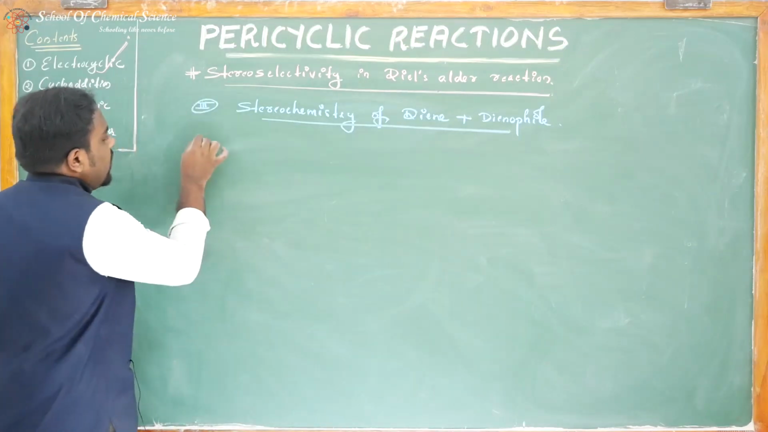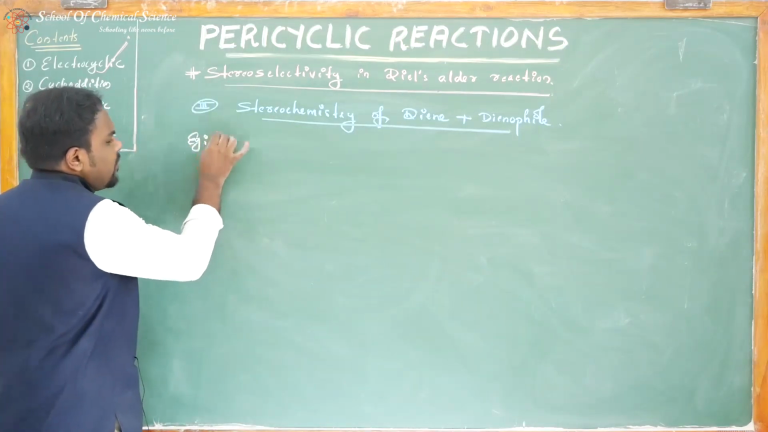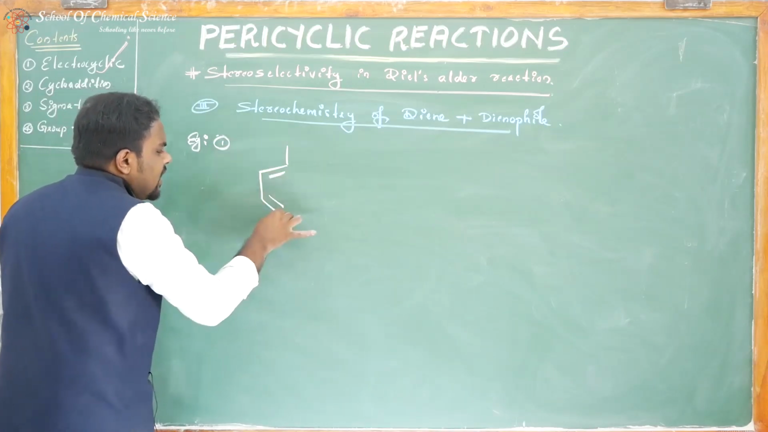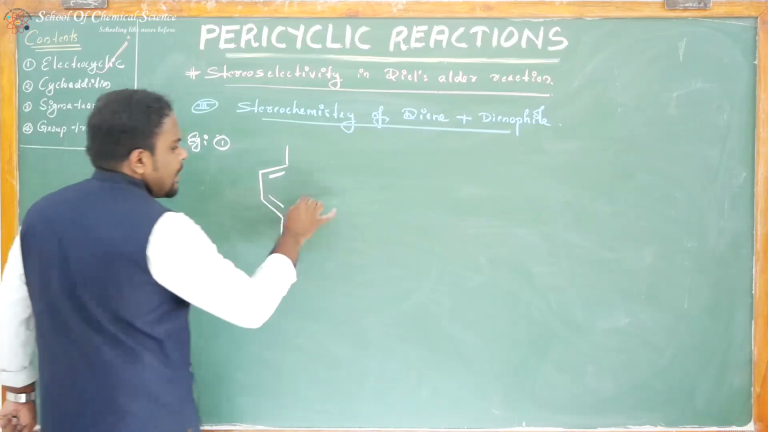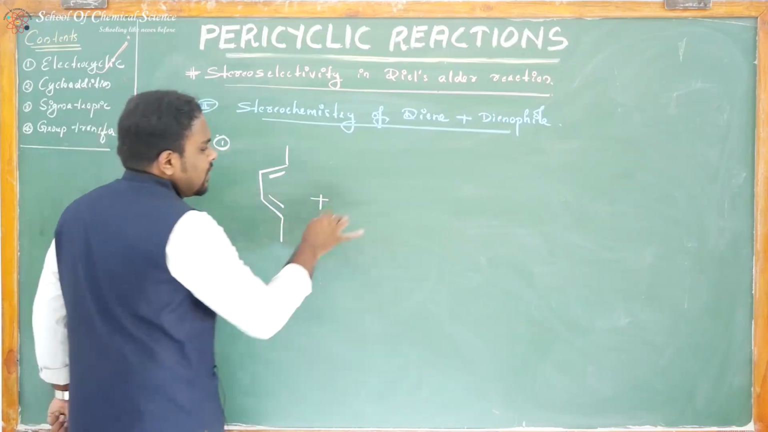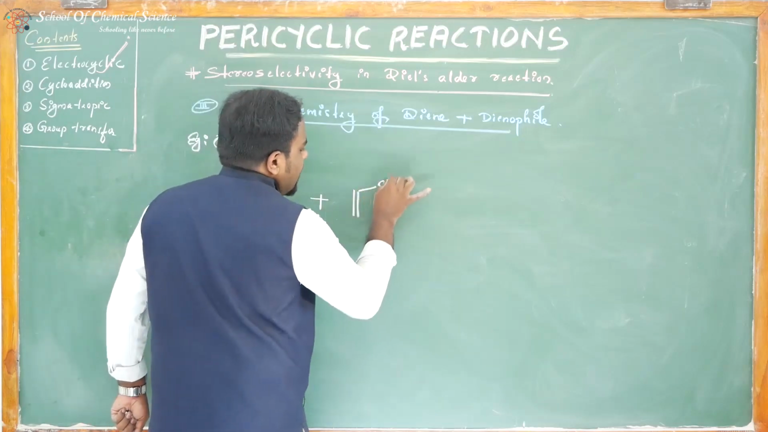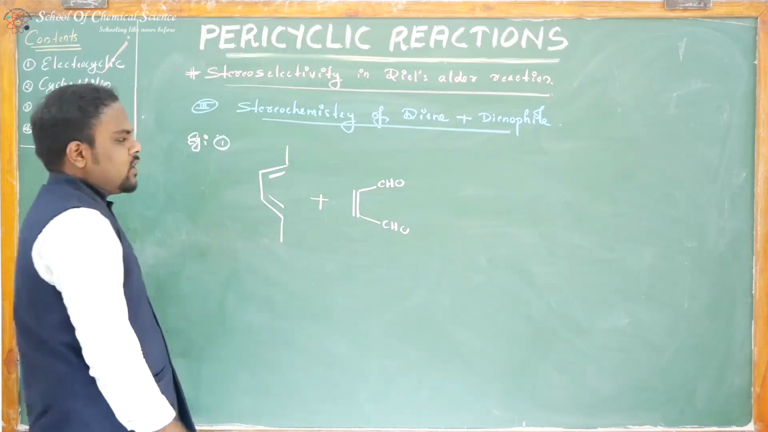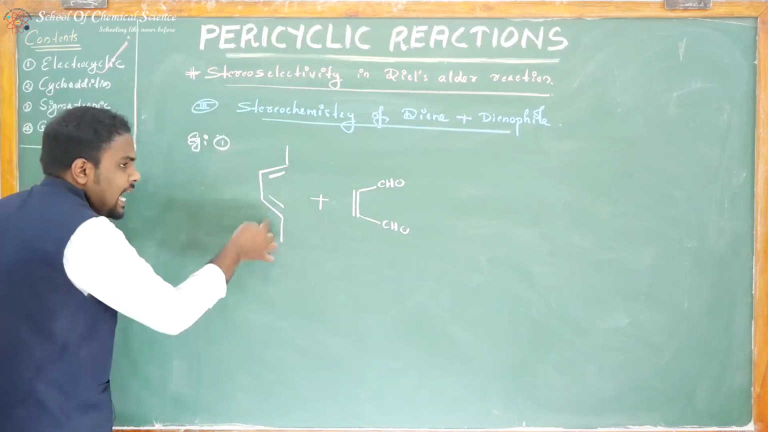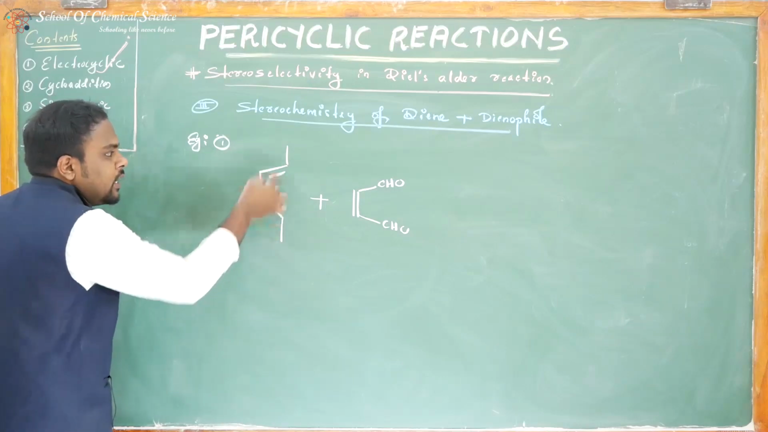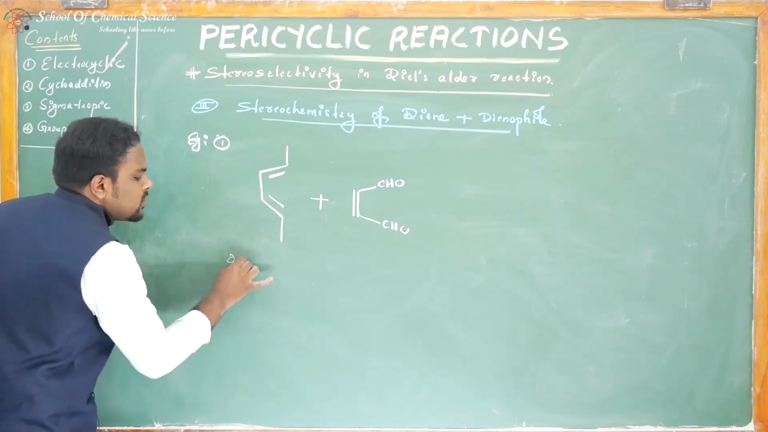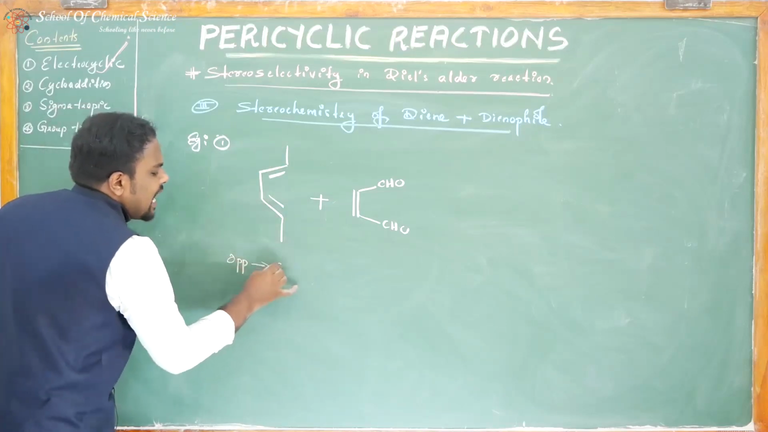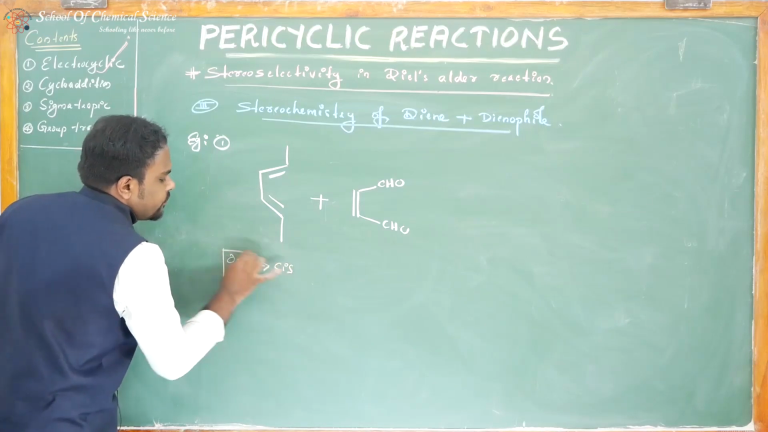Okay, consider an example. Example 1. A simple diene, this is 1,3-butadiene. Here two substituents are there. Plus, here two substituents are there. Then, this is CHO. Two substituents are on the same side. Okay. Here you know with respect to diene, the two substituents are opposite. One upside, other downside. Opposite means these two methyl groups are cis.